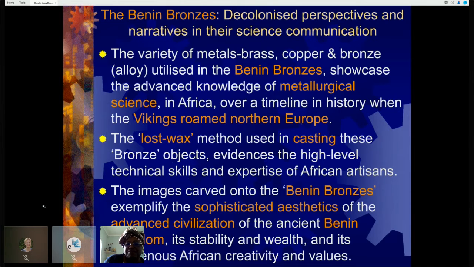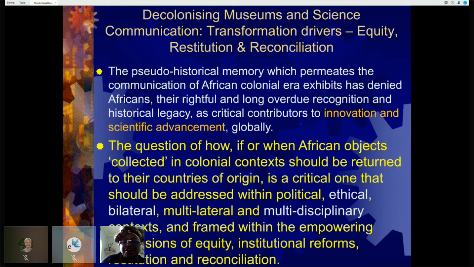And the images exemplify the sophisticated aesthetics of the Benins, their wealth, their stability, their African creativity. So when we come to the heart of the challenge of decolonizing museums and science communication, what are the transformation drivers? Equity, restitution, and reconciliation, as I would define them. And that's against the backdrop of the pseudo-historical memory, which has denied Africans their rightful and long overdue recognition and historical legacy as critical contributors to innovation and scientific advancement.